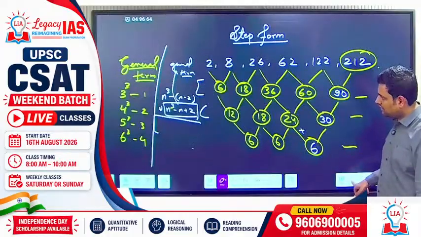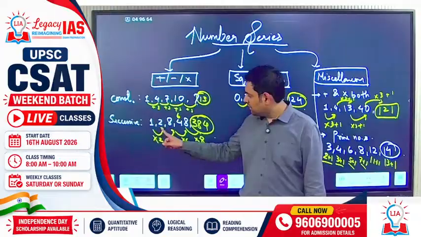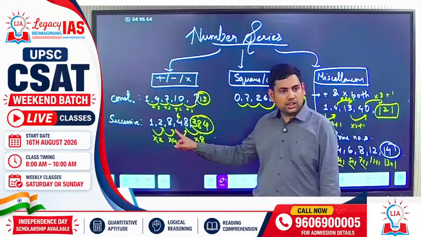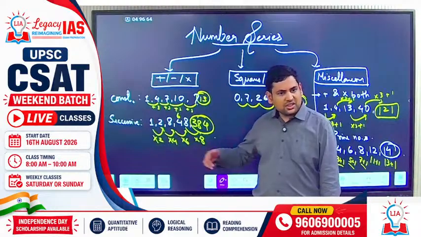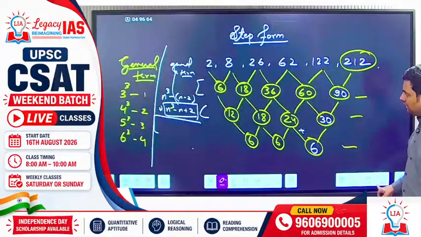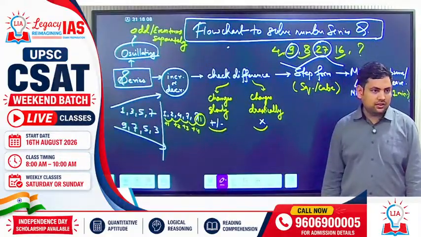For example, see this one. 1, then 2, difference is 1. 2 and 8, difference is 6. Then 8 and 48, difference becomes 40. Correct? So the difference is changing very drastically. That means that it may involve some kind of multiplication.